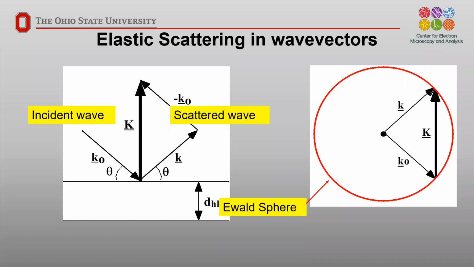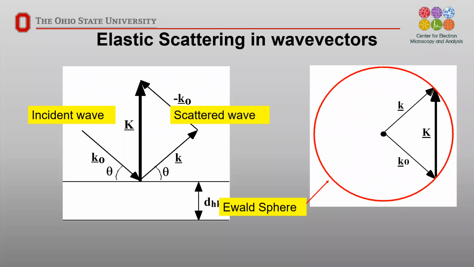Now, since we're talking about elastic scattering, where there's no loss of energy, that means the wavelength of the incoming wave and the outgoing wave are going to be the same. So if we think about that, that means that all of our vectors will be the same length, which means that they define the surface of a sphere, which the German physicist P.P. Ewald defined back in the 1920s. It's a very useful construction for us to help visualize diffraction.